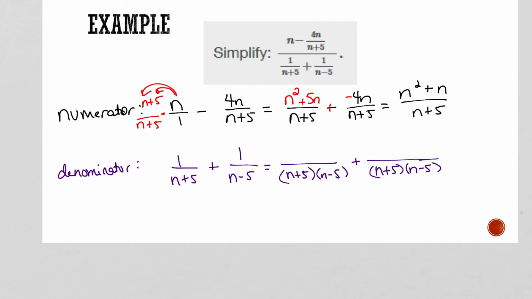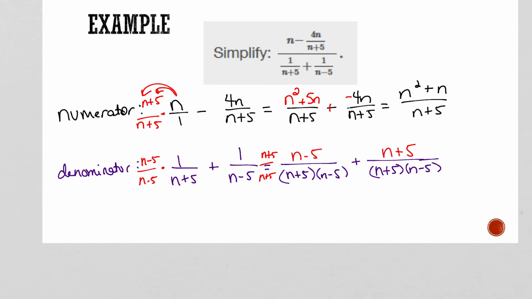All right, okay, so this one is missing the n minus 5, okay? So 1 times that is just n minus 5, all right? This one is missing n plus 5. And so we end up with n plus 5 in our numerator here, okay?